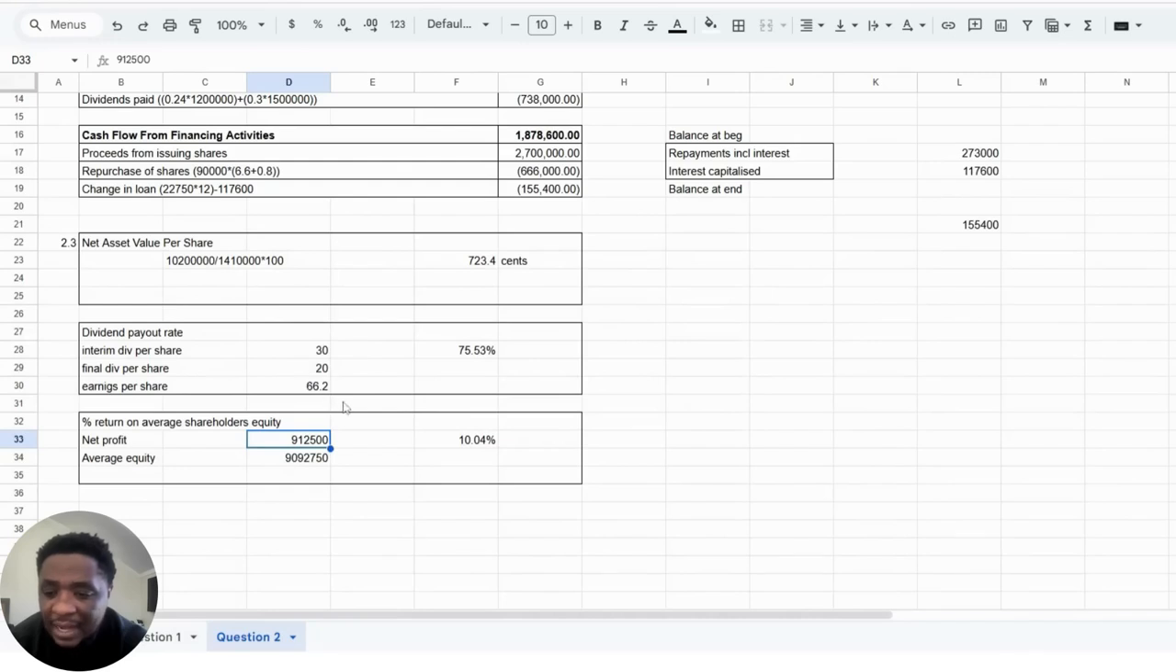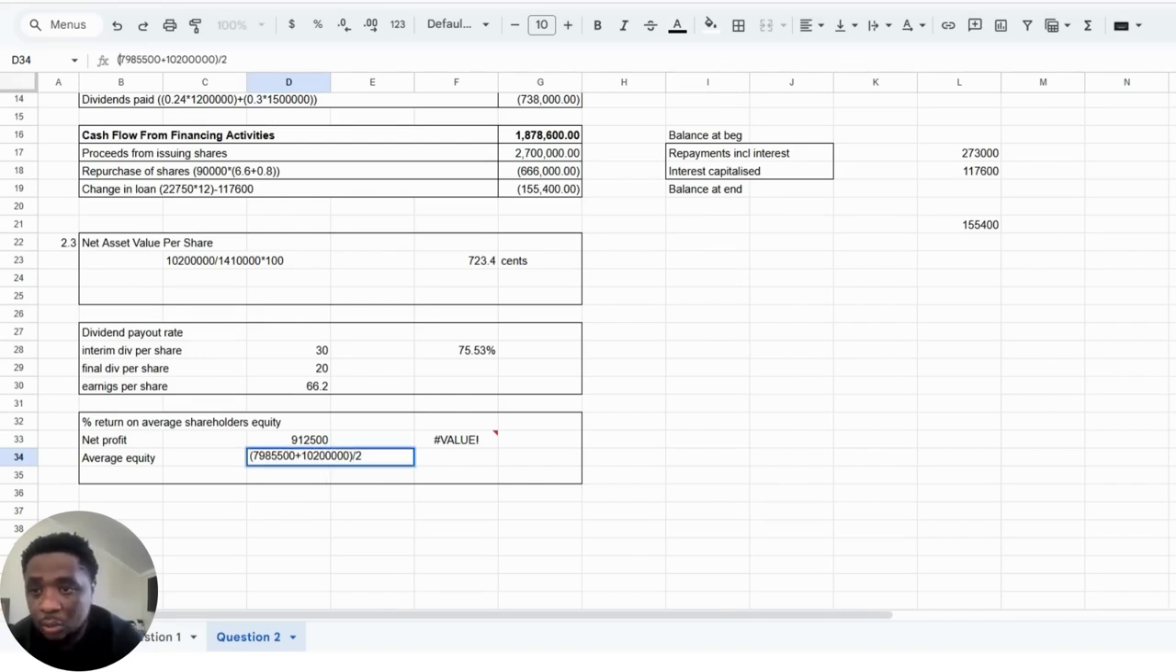And then we would divide by the average equity and multiply by 100. Now, average equity is basically taking equity at the beginning, which is 7,985,500, and then plus 10.2 million, and then you divide that by 2. And then once you do that division, it's going to give you an average equity of 9,092,750. And this works out to a return on shareholders' equity of 10.4%. And so that would be the end of question 2.